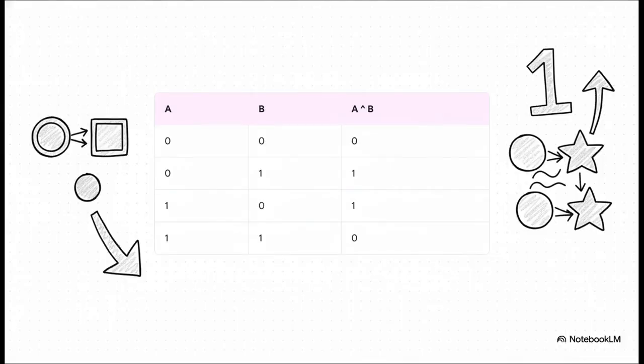That's it. This right here is called a truth table, and it shows that single rule perfectly. 0 and 0, they're the same, so you get 0. 1 and 1, also the same, so you get 0. But anytime they're different, like 0 and 1 or 1 and 0, bam, you get a 1. That's the entire logic, right there on one screen.